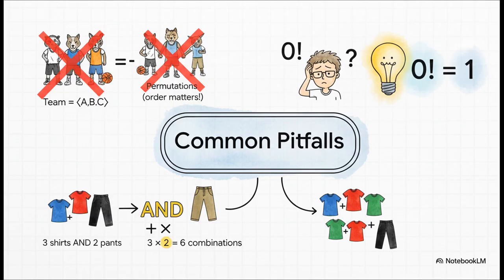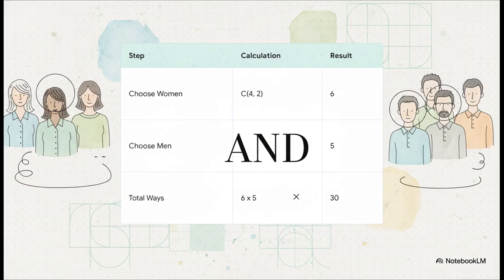Another little tricky spot is forgetting that 0 factorial actually equals 1. It's kind of weird, I know, but it's a rule that's crucial for making the formulas work sometimes. And finally, when a problem says you need one thing and another thing, remember to multiply the possibilities, don't add them up. Let's see that "and" rule in action right now.